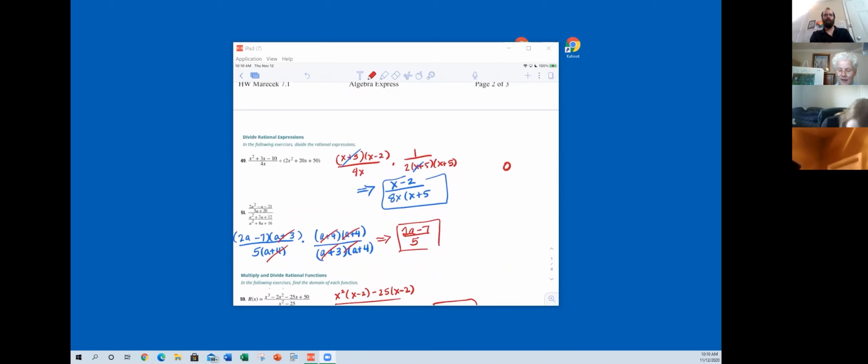Here, when you divide, you're multiplying times the reciprocal. We factored all of these already, so the x plus 5s will then cancel. And that was all that canceled. So you'd be left with x minus 2 over 8x times x plus 5.